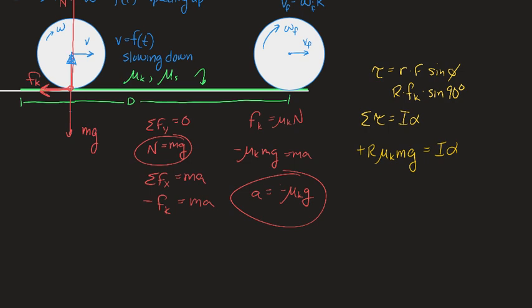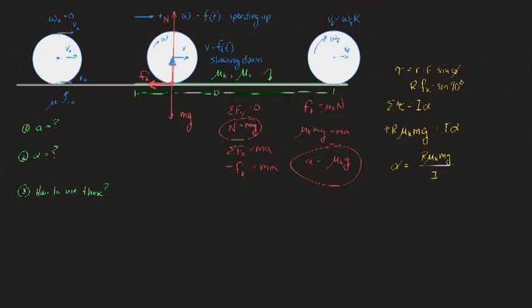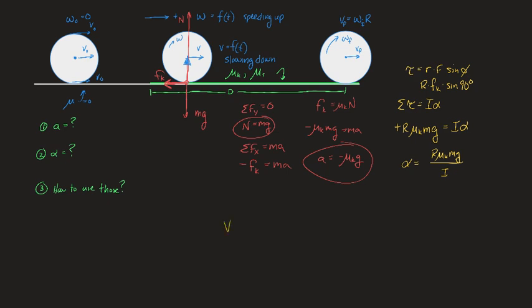Now, actually I should solve that for alpha. So alpha equals R mu K mg over I. I'm going to kind of make this smaller. Right now, this is the conditions that the wheel is experiencing for its linear speed, right? Except that the acceleration is negative, so we could write this as, everybody okay with that?